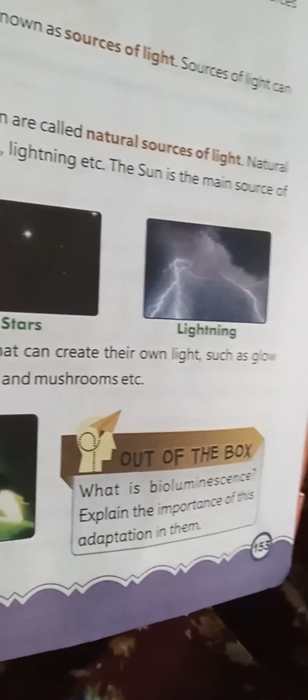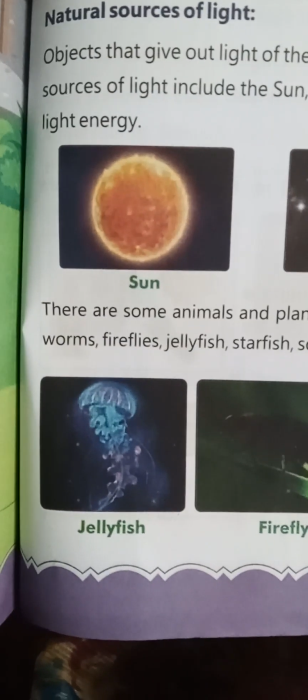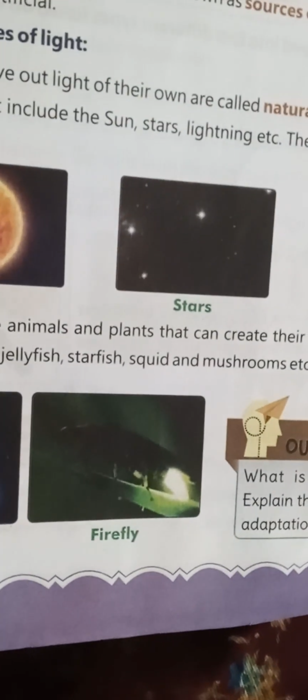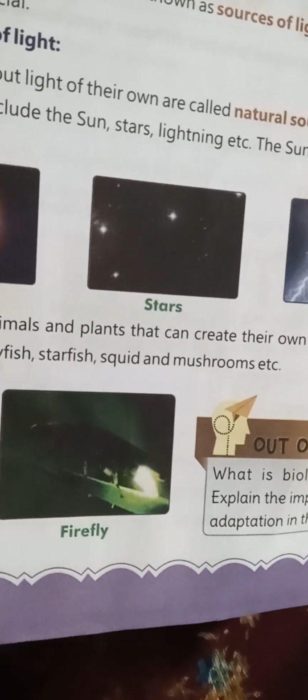There are some animals and plants that can create their own light, such as glowworms, fireflies, jellyfish, starfish, squid, and mushrooms, etc.